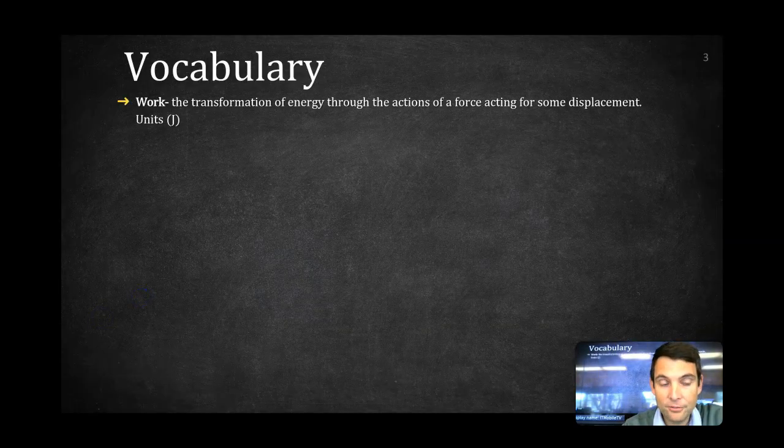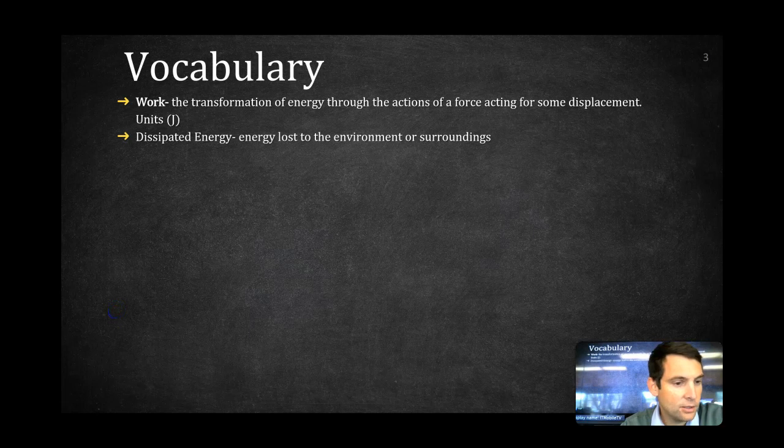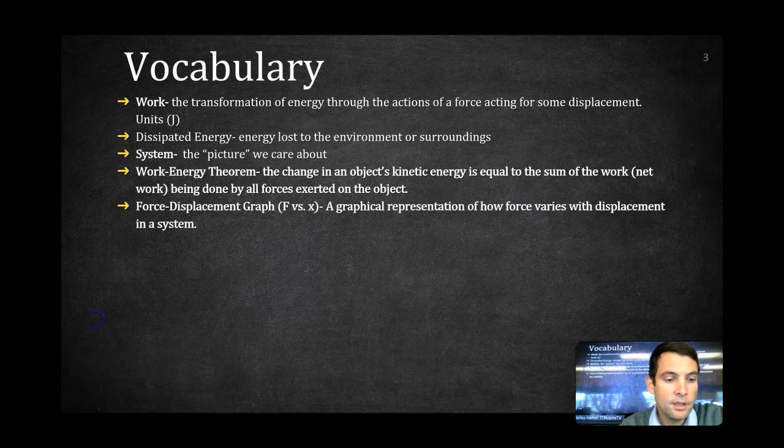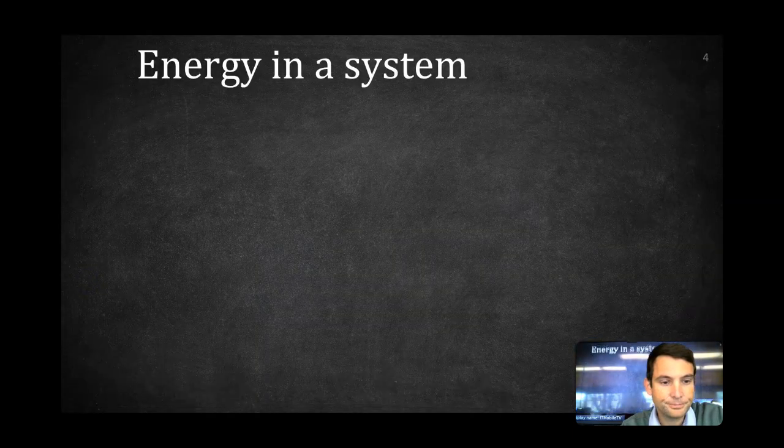Some important vocabulary before we get going. Work is the transformation of energy through the actions of a force acting for some displacement, still using the unit joules. Dissipated energy is the energy lost to the environment or surroundings. System is the picture we care about. The work-energy theorem is the change in an object's kinetic energy is equal to the sum of the work being done by all the forces acting on that object. A force displacement graph, or F versus x, is a graphical representation of how force varies with displacement in a system.